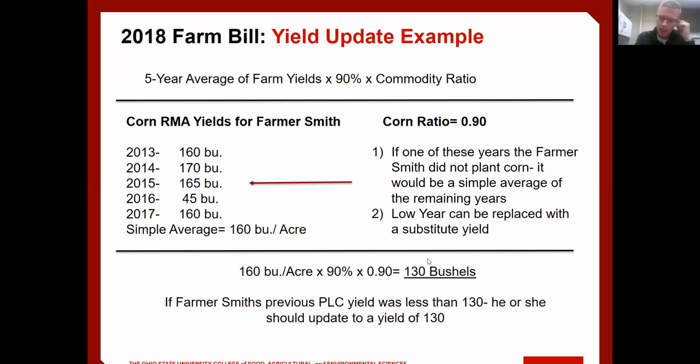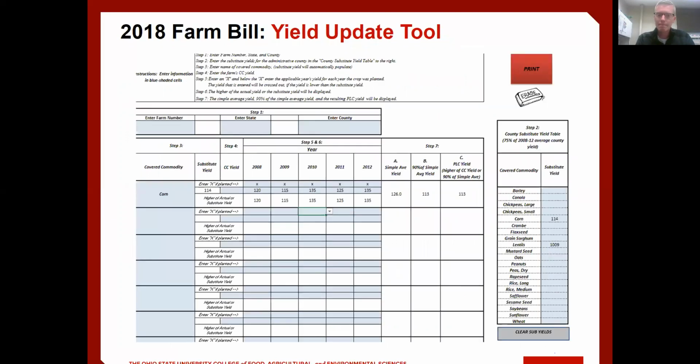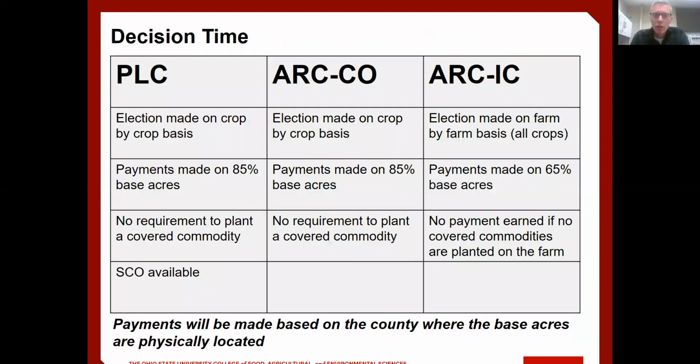Again, in this case, we had a simple average of 160 times that 90% times that yield update factor of 0.9 gets us 130. If we have a higher yield on record of 130 already, we're probably going to keep that. However, if this gives us a higher yield, we might consider updating. Again, this is the yield update tool available through the Farm Service Agency. We have a yield update tool on our website as well, and we've done a webinar for your purposes.